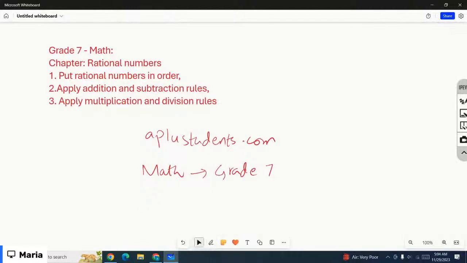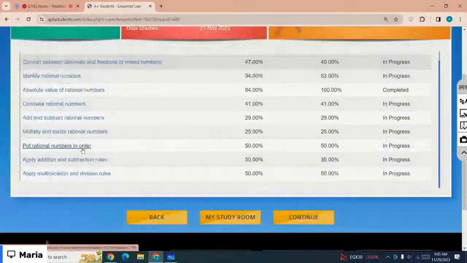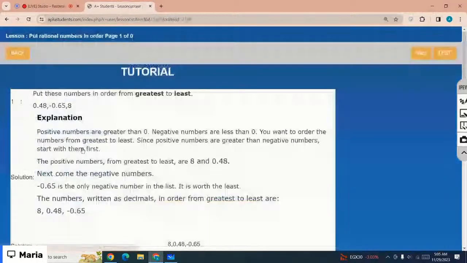We're going to start with the chapter rational numbers, and the lessons we're going to cover today are put rational numbers in order, apply addition and subtraction rules, and apply multiplication and division rules. So let's just start with the lesson rational numbers. Here I am on the grade 7 math. The chapter we're working on is rational numbers. Let's just start with the lesson, that is put rational numbers in order.